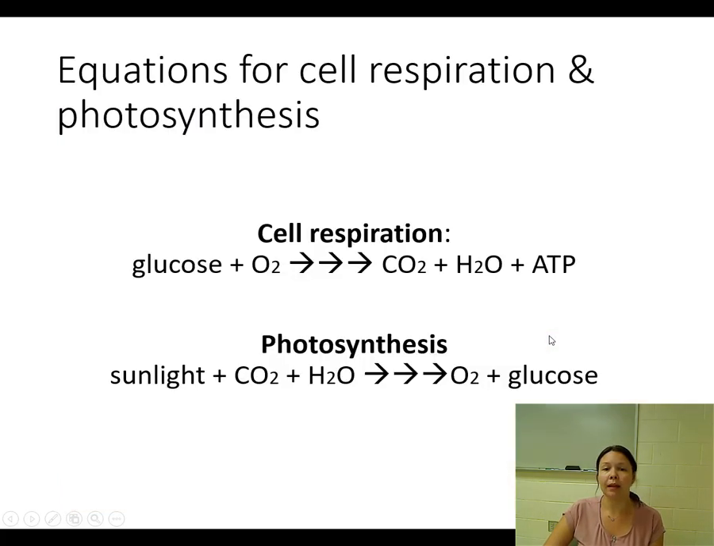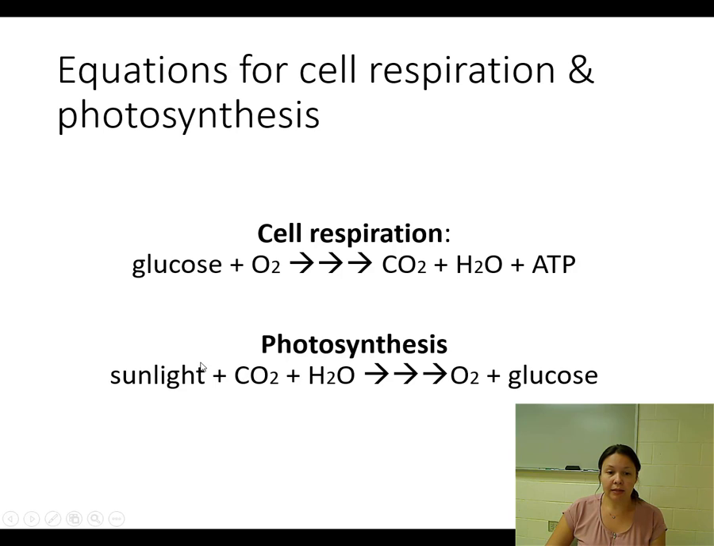So moving on to cell respiration and photosynthesis, these are the equations that are used for cell respiration and photosynthesis. So just like in the metabolism that I just discussed, we have what's called reactants on the left-hand side of the equation, and on the right-hand side we have our products. So for cell respiration, our reactants are glucose and oxygen, and our products are CO2 or carbon dioxide, water, H2O, and ATP. And ATP is our energy source, also known as adenine triphosphate.